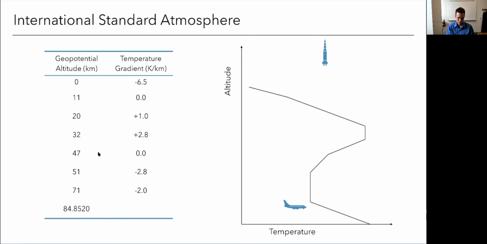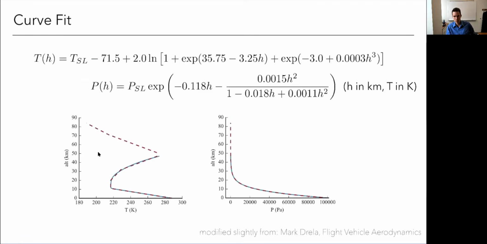So there's this curve fit that we often like to use. This comes from Mark Drela, and there are two fits here. One is a fit to temperature, and so this is the graph on the left. The dashed line is the exact standard atmosphere, if you will, and this blue is a curve fit. It's this expression here, and you can see that it agrees really well up to, I can't remember exactly, about 45 kilometers. So for transport aircraft, we're here at more like 10. We're well under this range.